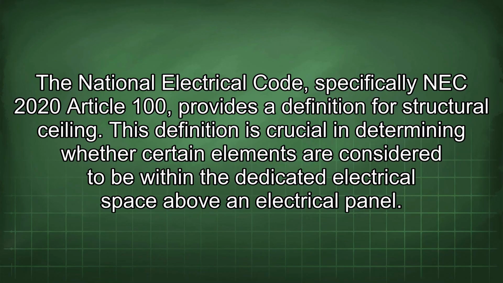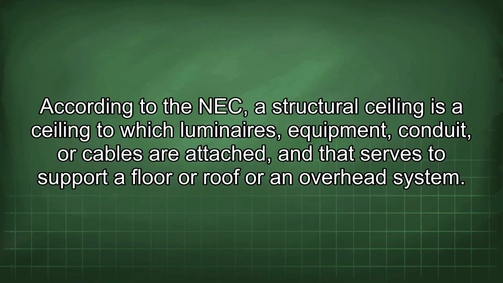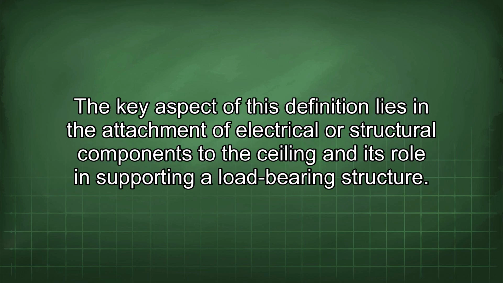The National Electrical Code, specifically NEC 2020 Article 100, provides a definition for structural ceiling. This definition is crucial in determining whether certain elements are considered to be within the dedicated electrical space above an electrical panel. According to the NEC, a structural ceiling is a ceiling to which luminaires, equipment, conduit, or cables are attached, and that serves to support a floor or roof or an overhead system. The key aspect of this definition lies in the attachment of electrical or structural components to the ceiling and its role in supporting a load-bearing structure.